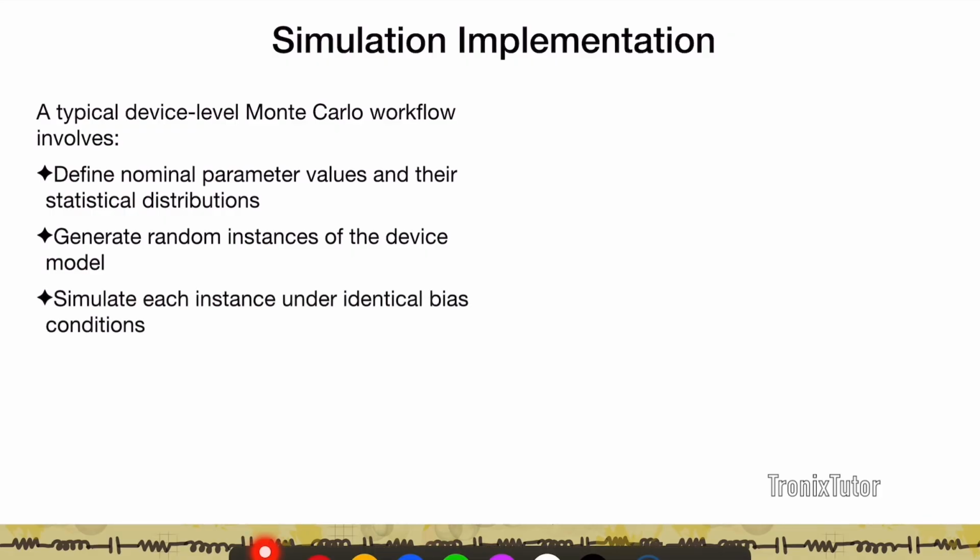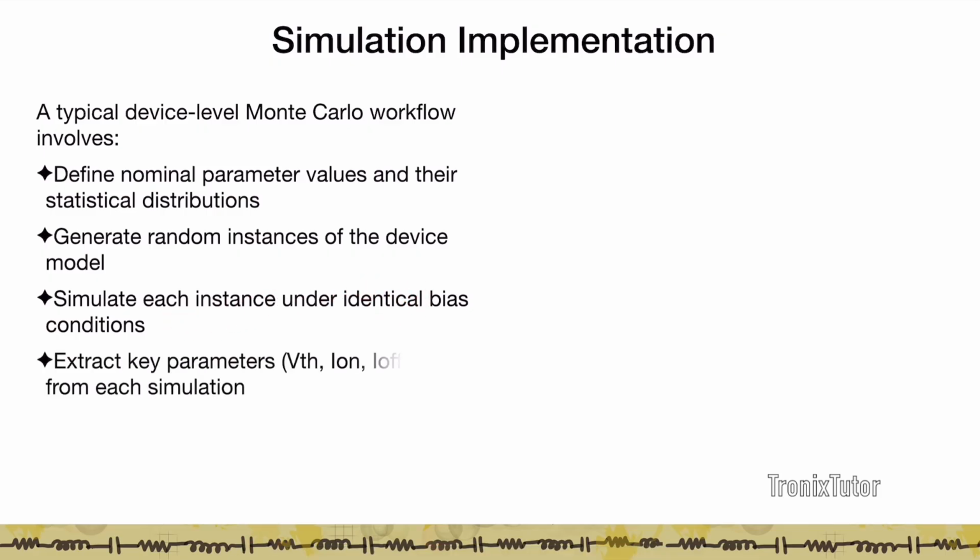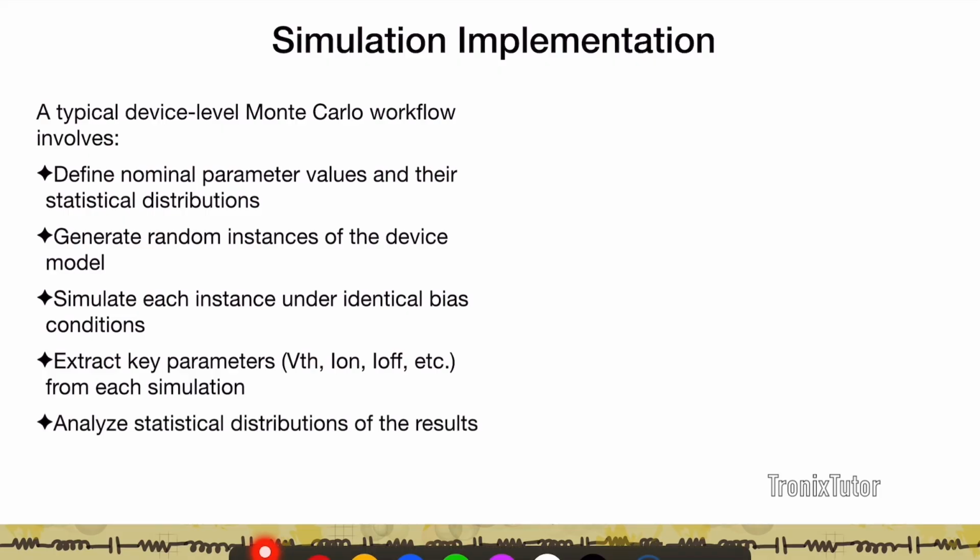And for each instance, you'll simulate it using identical bias conditions. And then you'd extract key parameters, say VTH, I-on, I-off, etc., for each simulation. Now, each simulation has multiple random instances, so in fact you're simulating random variations in the device, if you will. And once you have these results, you can analyze the statistical distribution and confirm if they're normal or if they have tails or what have you.